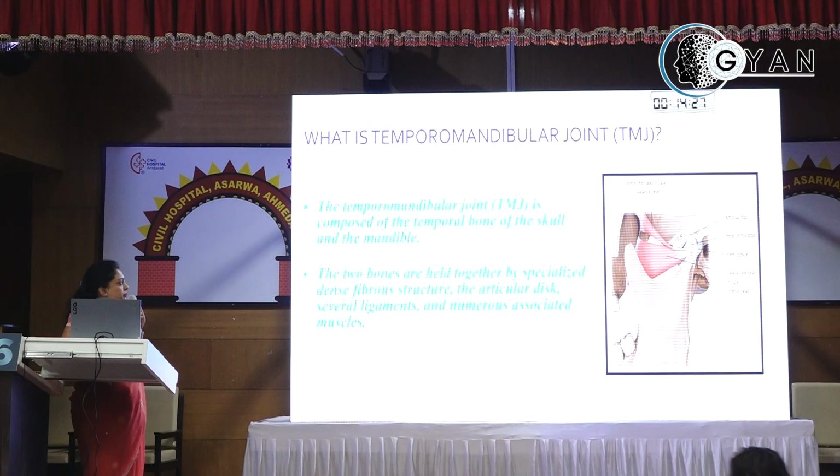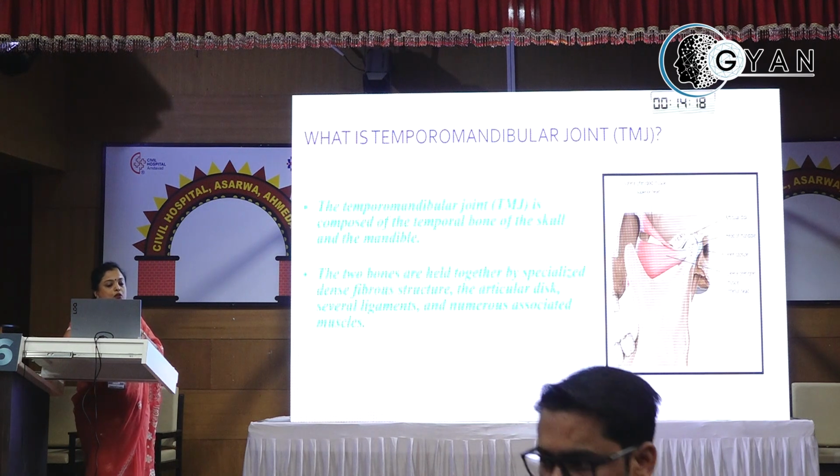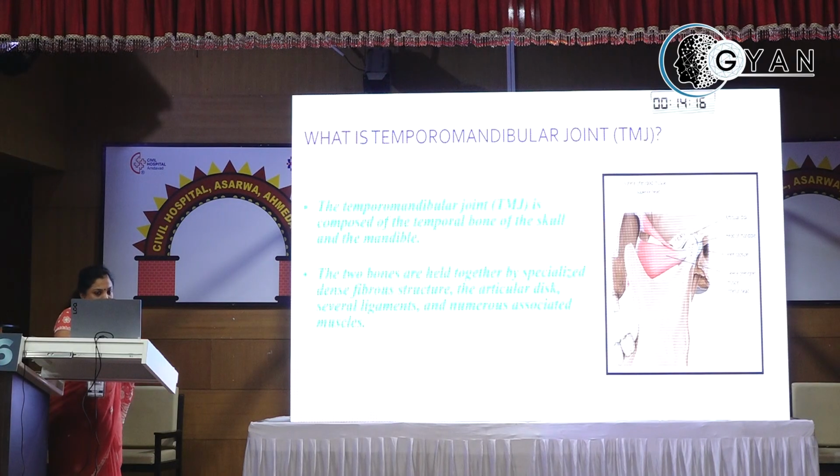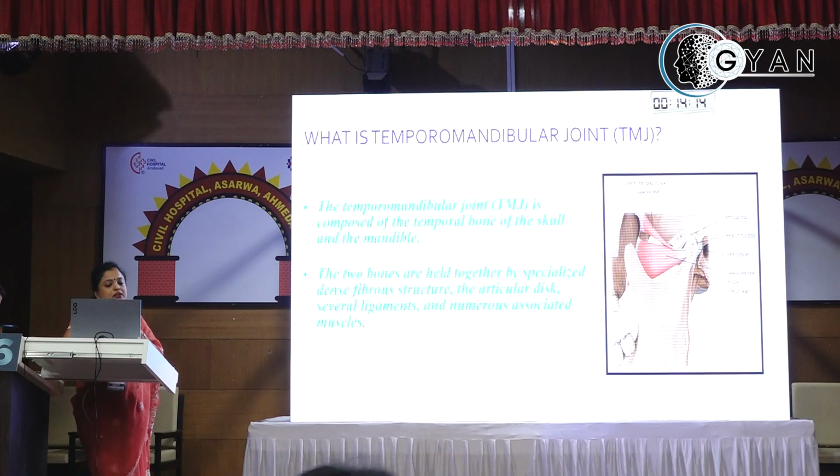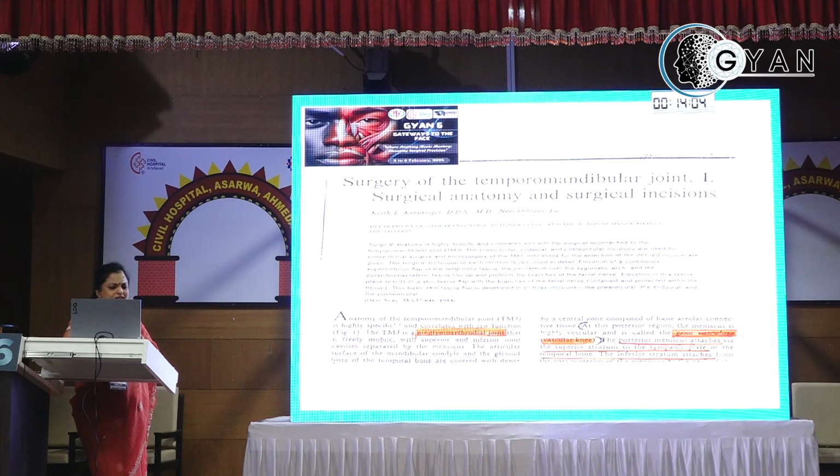So what is the temporomandibular joint? Well aware by most of you, all the amateurs who are entering into maxillofacial surgeries and the stalwarts. We all know that it is the joint composed of the temporal bone of the skull and the mandible. The two bones are held together by a specialized dense fibrous structure, the articular disc, several ligaments and numerous associated muscles. It's a beautiful article by Keith in the Journal of Oral Surgery of 1984.